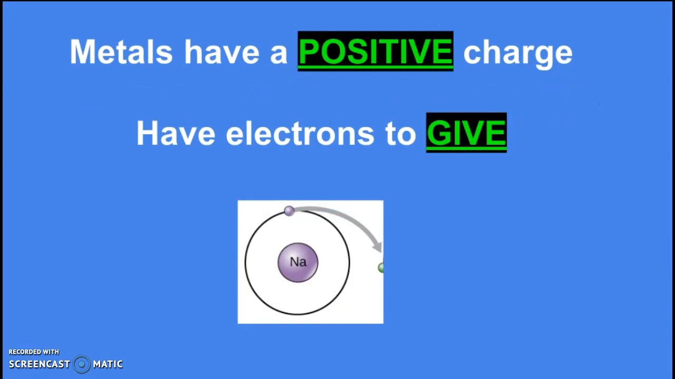In general, metals have a positive charge. They have electrons to give. So if you look at the sodium in the picture, remember sodium has 1 valence electron. It wants to get rid of that electron. Normally an atom of sodium would have 11 electrons, but if you got rid of that 1 outer valence electron, then you'd have 10 electrons. But remember that sodium has 11 protons, so you would wind up having more protons than electrons, so that's what gives it that positive charge.